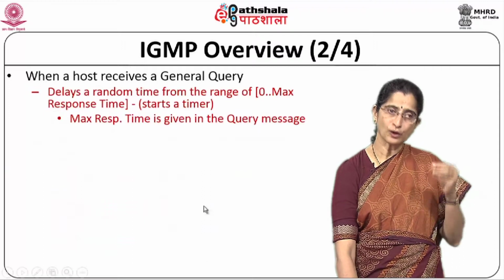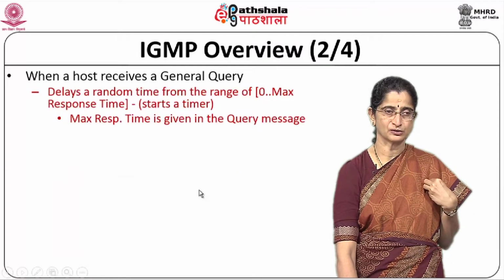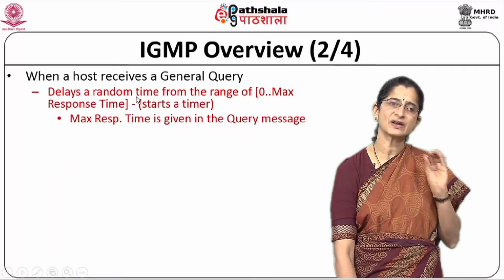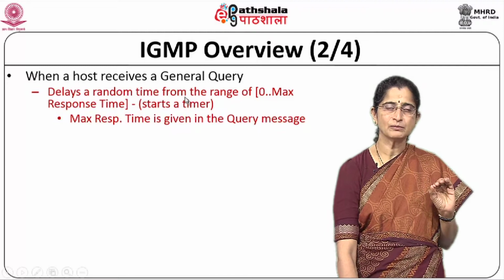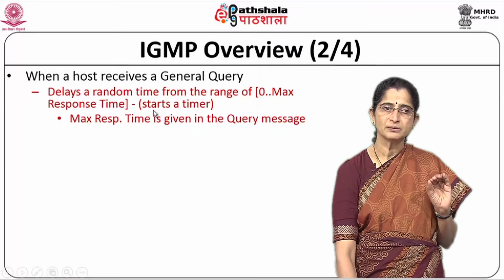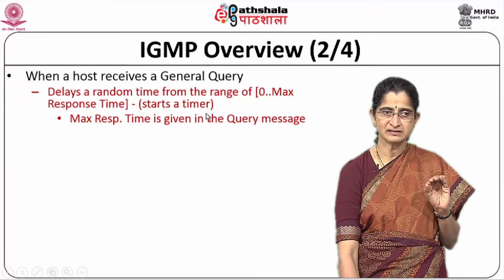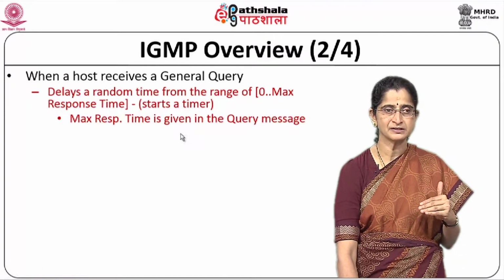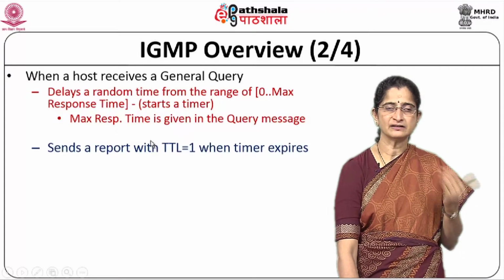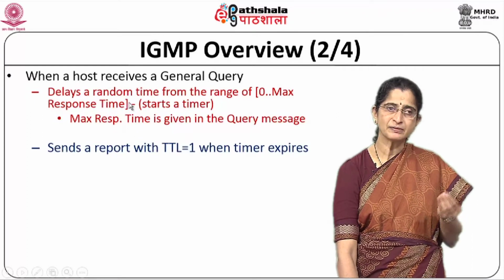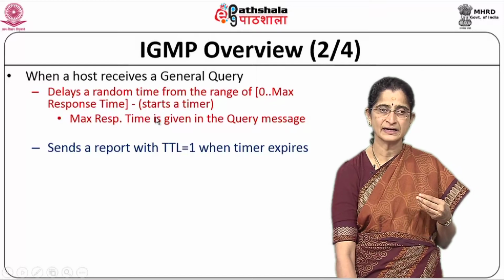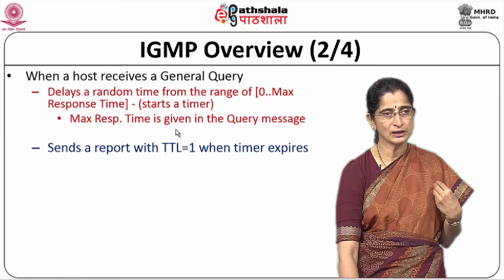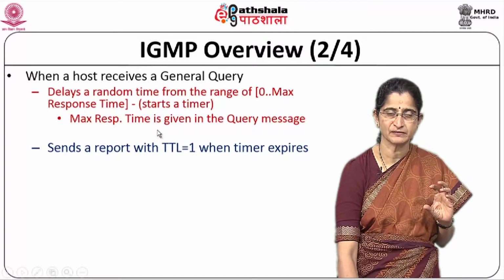When a host receives a general query, what is it expected to do? Normally it does not immediately respond, it delays for a random amount of time varying from 0 to the maximum response time. It has a timer set for this purpose, so it will start a timer. When the timer expires, its random time expires, then it will send the report. The maximum response time for which it can delay the reply is normally specified as part of the query message. So, the router is expecting reply messages to come within that amount of time.